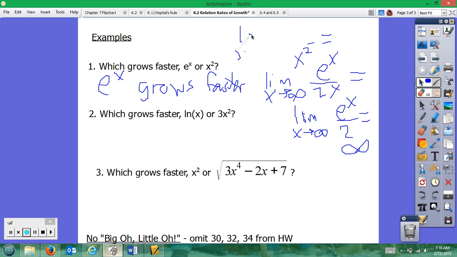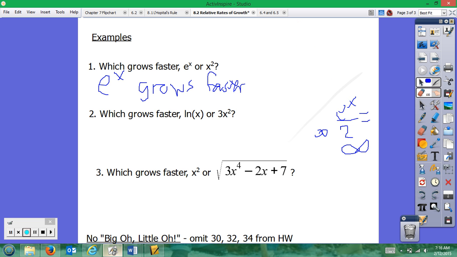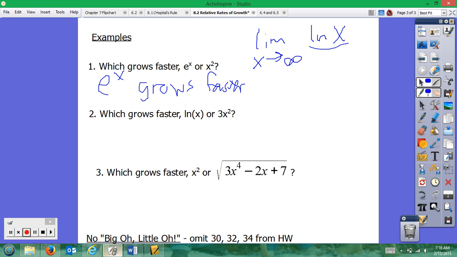Second one. After I clean up the screen here. So the second one, which grows faster, natural log x or 3x squared? Well, let's take the limit as x approaches infinity. I'll just go in the order they have it there. They have natural log x first. They being me, I guess, over 3x squared.